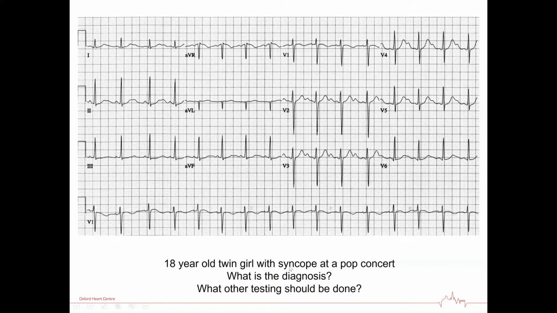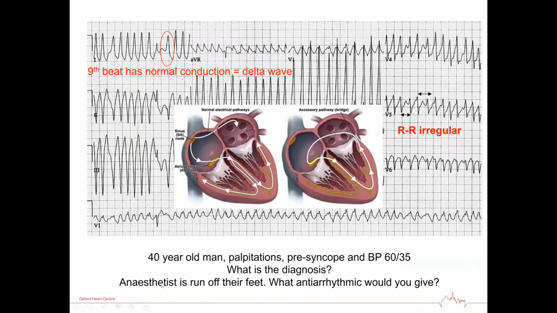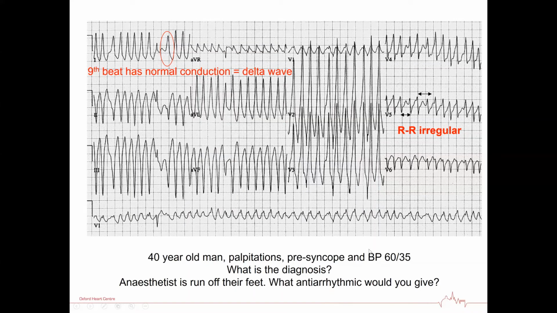The other testing that should be done is genetic screening. I realized on an earlier ECG, I didn't answer the very key question. Which antiarrhythmic would you give? Well, the patient's shocked. It's a trick question. You would shock them.